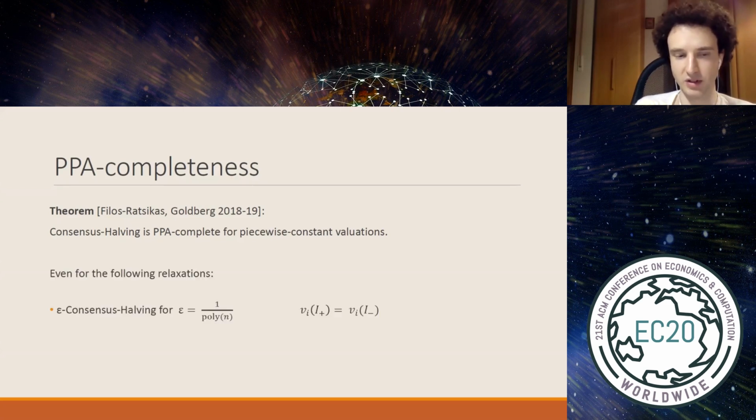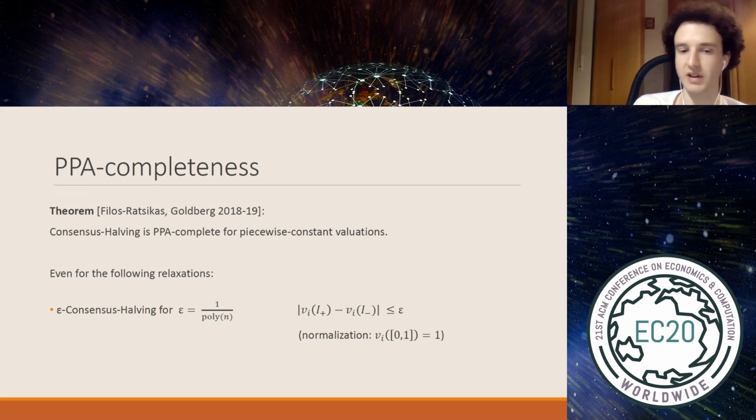And their hardness result even holds for some relaxations of the problem, namely, first of all, for the approximate consensus-halving problem, which is usually called the epsilon consensus-halving problem. So in that problem, instead of requiring that all the agents believe that the value of I plus is the same as the value of I minus, we relax this by saying the discrepancy between the two values should be at most epsilon, an additive error of epsilon. And for this to make sense, we assume that all the valuations are normalized, namely that for any agent, the value of the whole cake is 1.